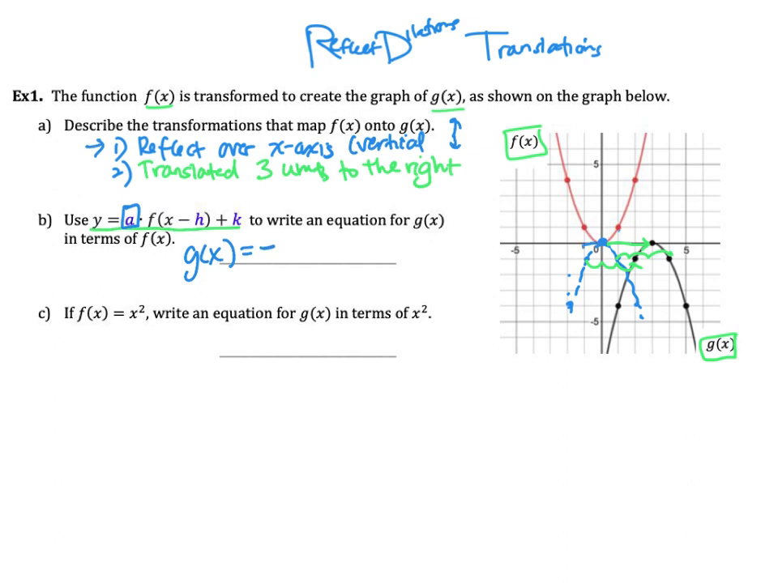Now, it's still a 1-to-1, 2-to-4 relationship, so there was no vertical stretch. So it's just a -1 there, and I don't need to put the 1, so I'm just going to put the negative in front of the f of x.